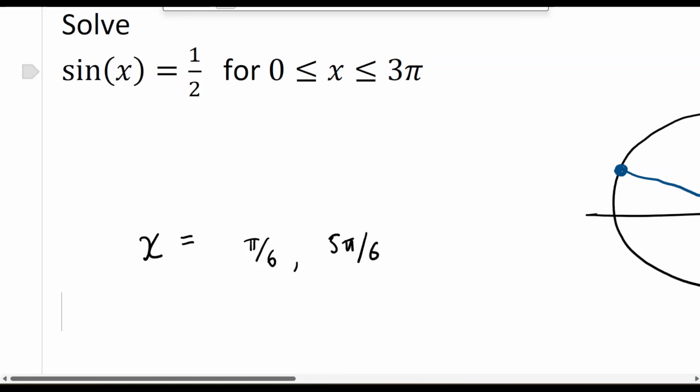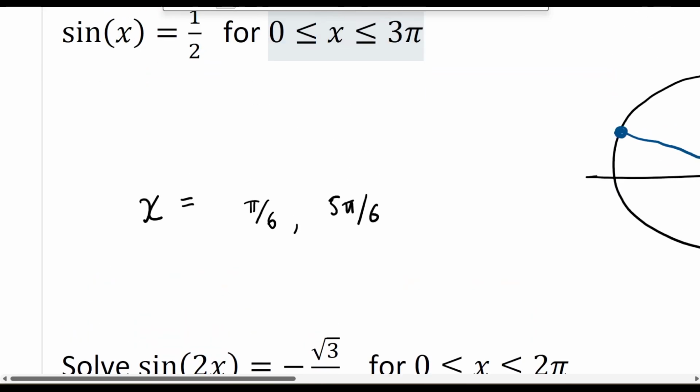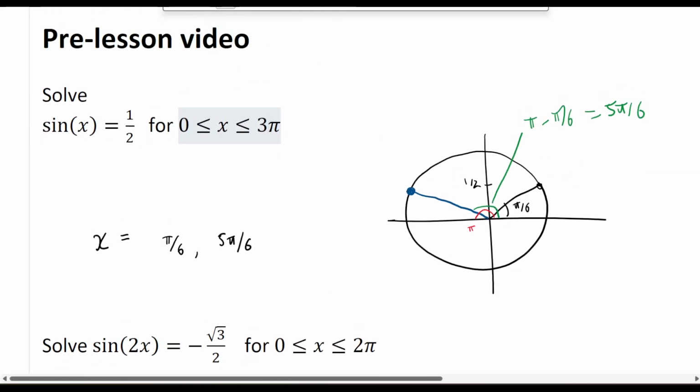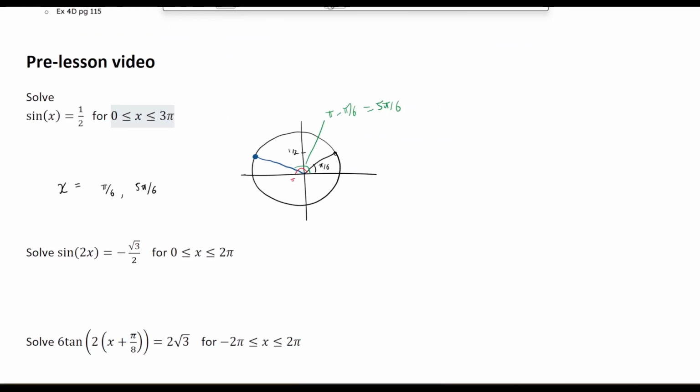But then we actually haven't solved this question fully, because it's x from 0 up to 3 pi. So we're actually missing one of the angles, or maybe even two of the angles. The two angles that we've got are pi over 6 and 5 pi over 6. And I might just draw this angle in first.